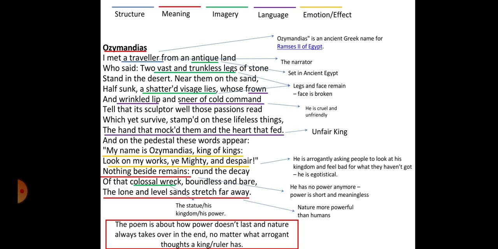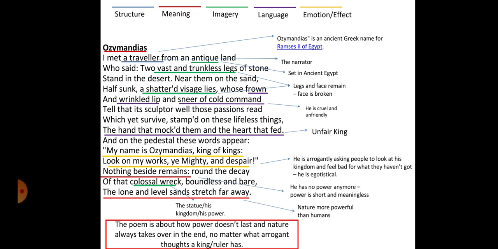And it talks about the fact that "round the decay of that colossal wreck, boundless and bare, the lone and level sand stretched far away." Now, I've highlighted "colossal wreck," colossal again being a good adjective to use, and the idea of the wreck, a good noun to use to describe something. That could be multiple things. It could be the statue.